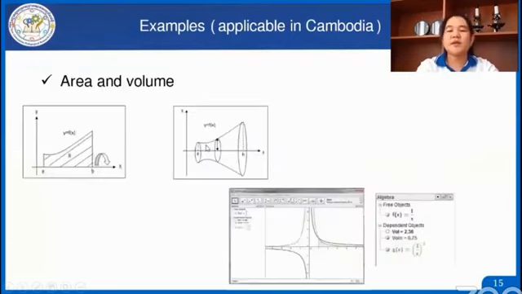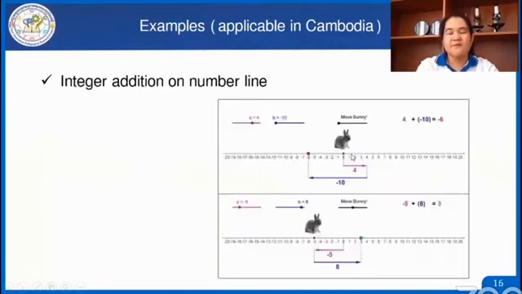It can also calculate or figure out the area and the volume of an object. We just draw the picture of the function, and then we can figure out the volume and also the area of the object. We can also use GeoGebra for integer addition. By moving the slider, the students can see that when we move the bunny, the addition changes and the answer also changes. When we move the bunny to the left side, the answer and the addition also change. So the students can visualize the answer and then do their practice.